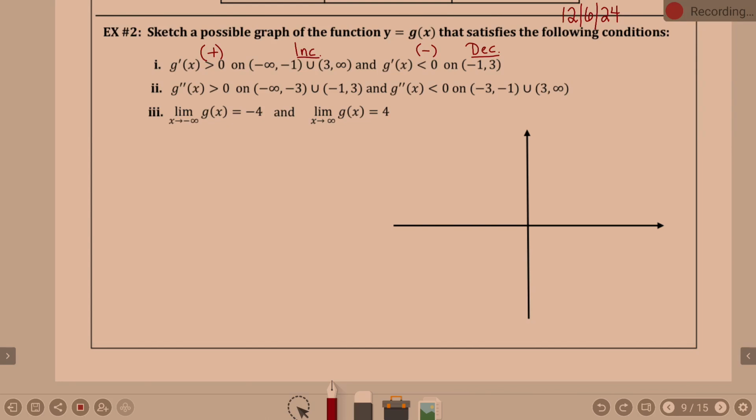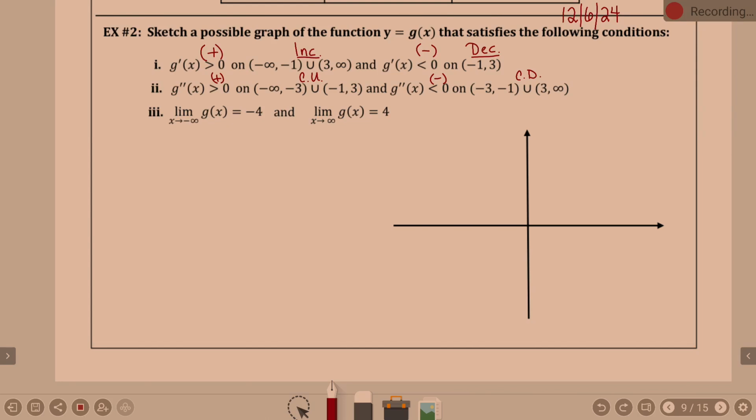Point 2. G double prime of x is greater than 0. That's saying the second derivative is positive, and when it's positive, we know concave up. G double prime of x is less than 0. Negative second derivative means concave down. Are we okay with deciphering those riddles? It's breaking out the riddle code.